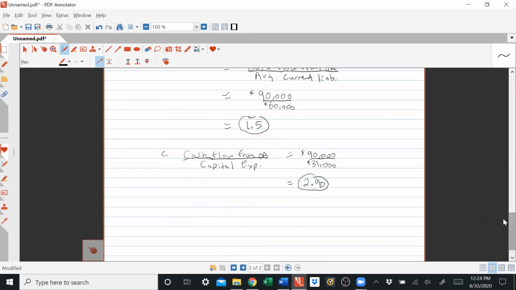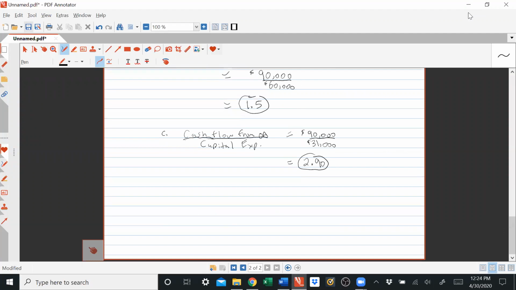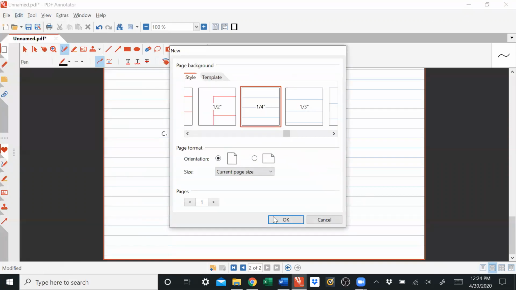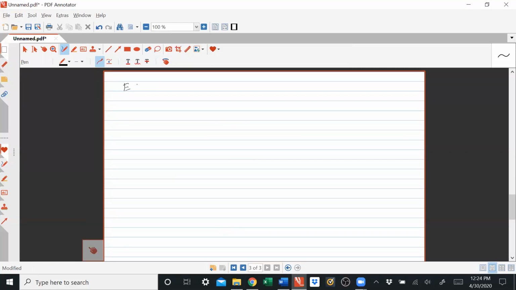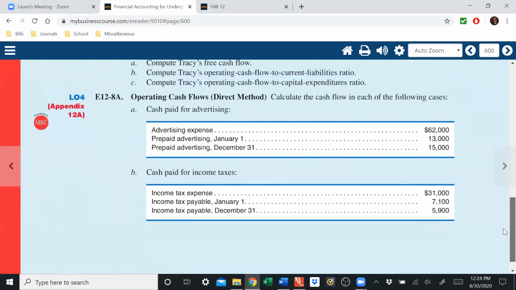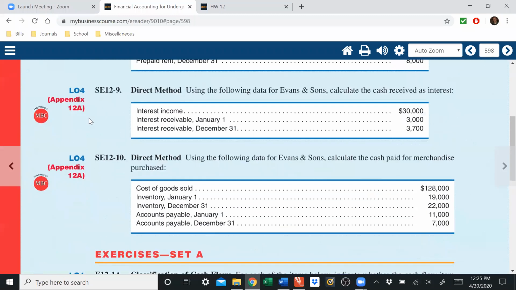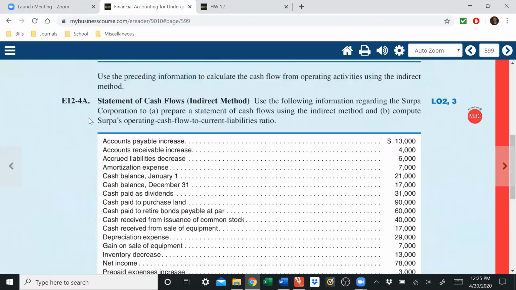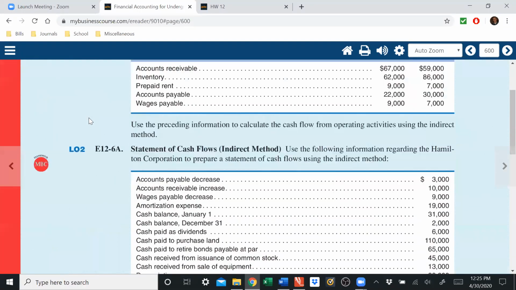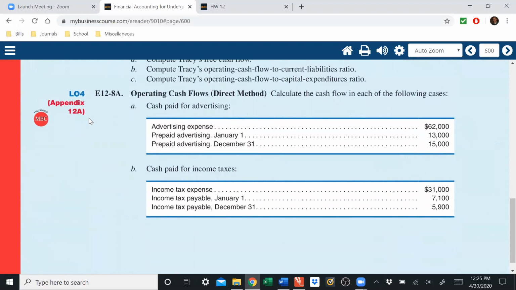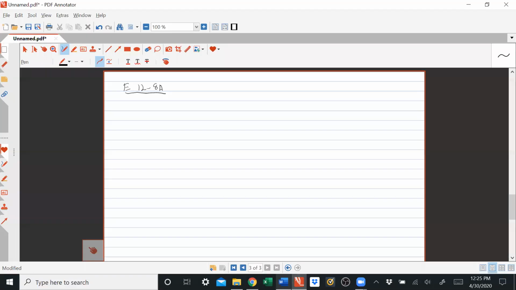All right, let's do 12.8a. This is covered in Appendix 12a, the direct method. So this exercise doesn't ask us to do a whole statement of cash flows, but part A, cash paid for advertising. Calculate the cash flow in each of the following cases. What was the cash paid for advertising?